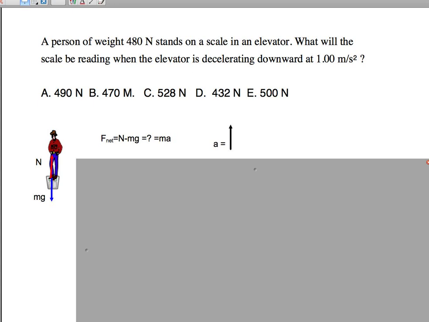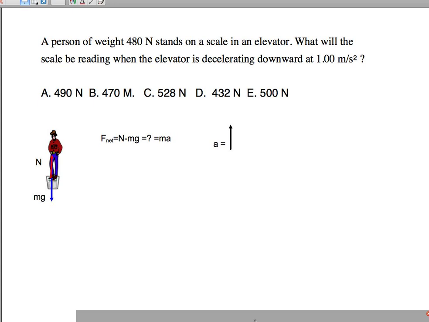So the normal force minus the weight, which is 480, is equal to the mass times a. Now the mass of this person, if his weight is 480, W is equal to mg, so m will equal W divided by g. So m will equal 480 divided by 10. Let's use 10 here to make life simple for the time being. So the mass of this particular person will be 48 kilograms.